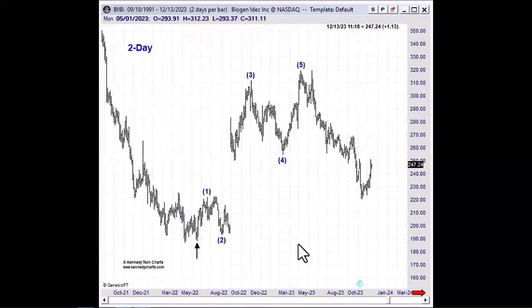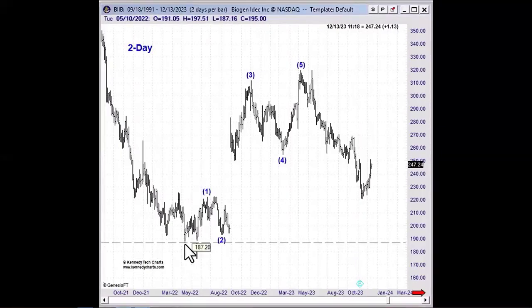So I want to show the next two markets here. These are, I think, new, but I just wanted to simply show you some good examples, in my opinion, of what an impulse wave looks like. Now notice here, I'm starting my wave count at the June low of 2022. This is Biogen, ticker symbol BIIB. And notice I'm not actually beginning the count from the orthodox low here at 187.20.